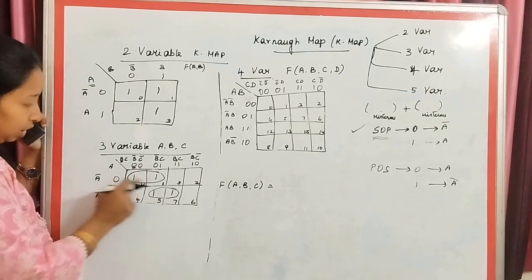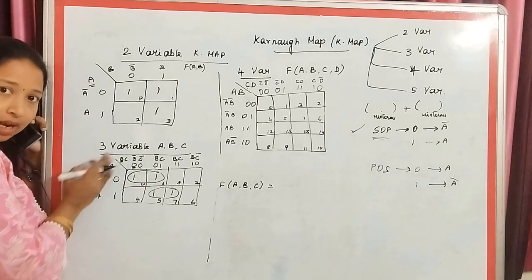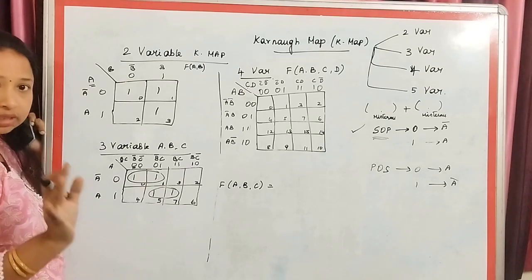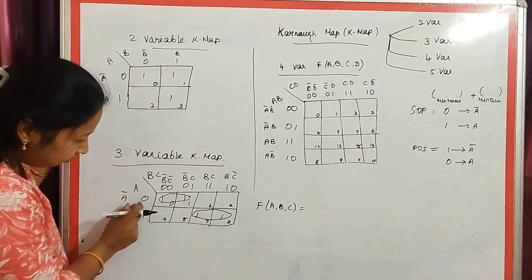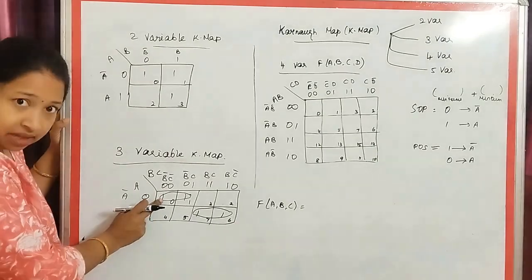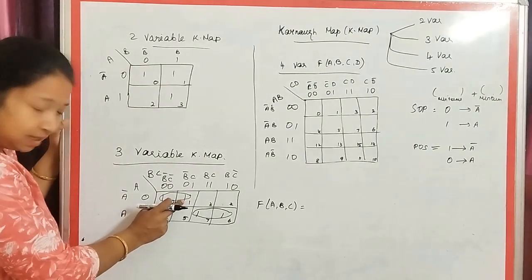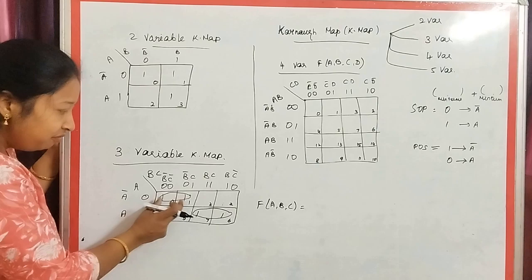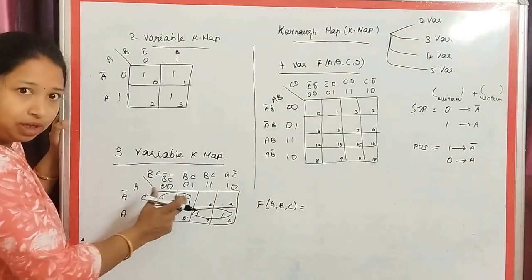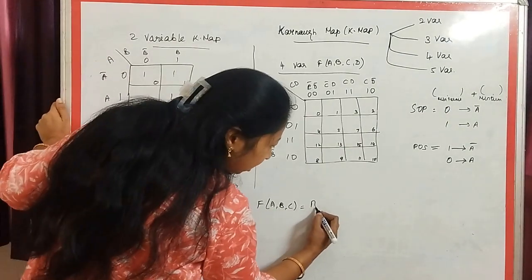For this particular bubble, let's take this bubble now. You have to check on the horizontal as well as on the vertical side, which is common. Only the common terms you are going to include. Now, which is the common term for this bubble on the vertical side? For both the ones inside the bubble, A bar is common. Whichever is the common term on the vertical as well as on the horizontal, we have to take that. So I'll write A bar.